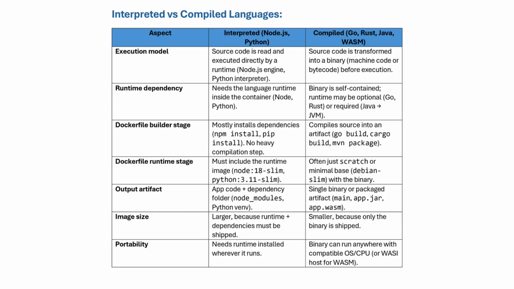Dockerfile runtime stage. Interpreted languages must include the runtime image, Node 18 Slim or Python 3.11 Slim. Whereas in compiled languages, it is often just scratch or a minimal base, that is Debian Slim with the binary. In interpreted languages, we must specify the runtime image, Node 18 Slim for Node.js, or Python 3.11 Slim, or whatever image we are using.